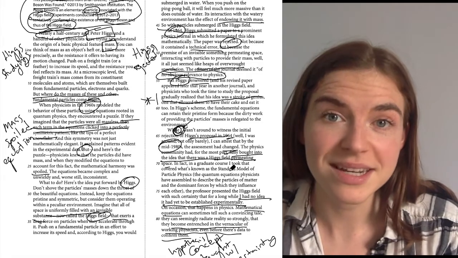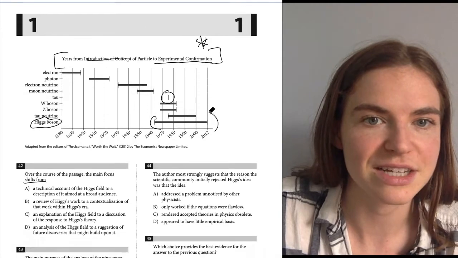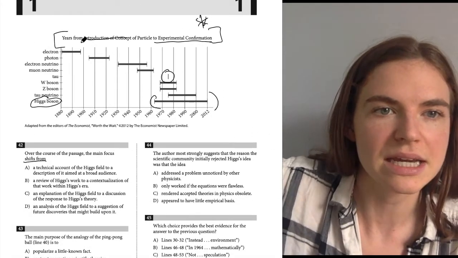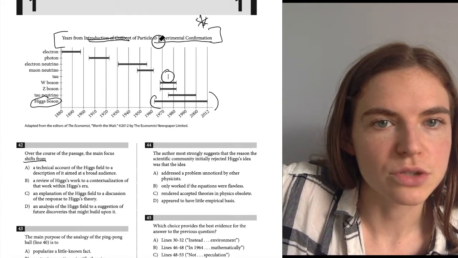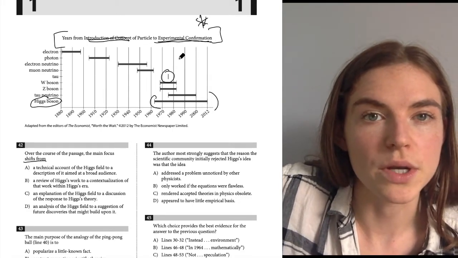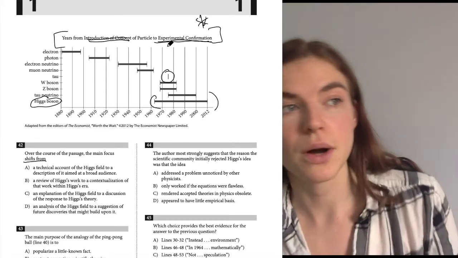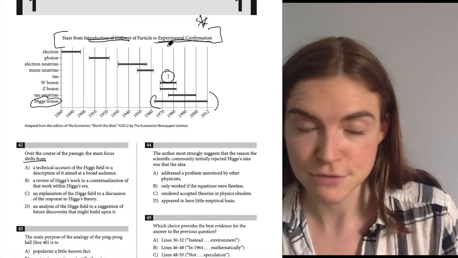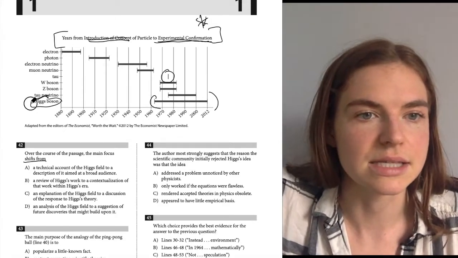Great. Now we're going to keep going to see if there's more information on the next page before we get to the questions. Oh, and there is. We have this nice graph that I've marked up a little bit already. Years from introduction of concept of particle to experimental confirmation. We know from the passage that this Higgs field, for example, was proposed in the 60s, like 1964, and it was accepted around 2012, 2013. And this graph is telling us exactly that.